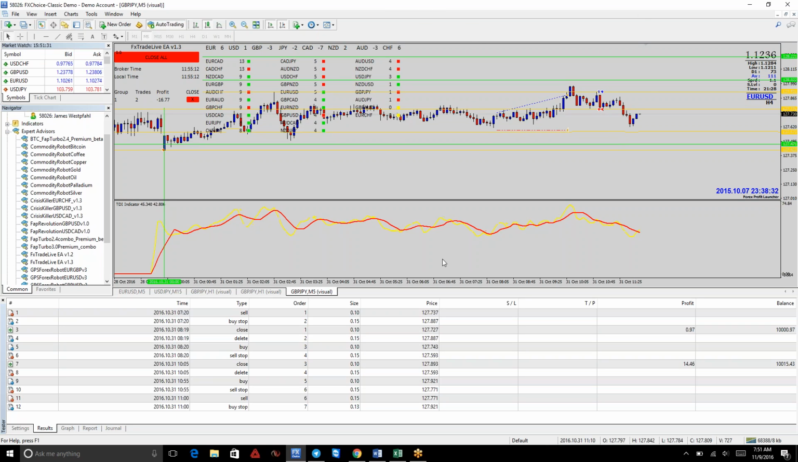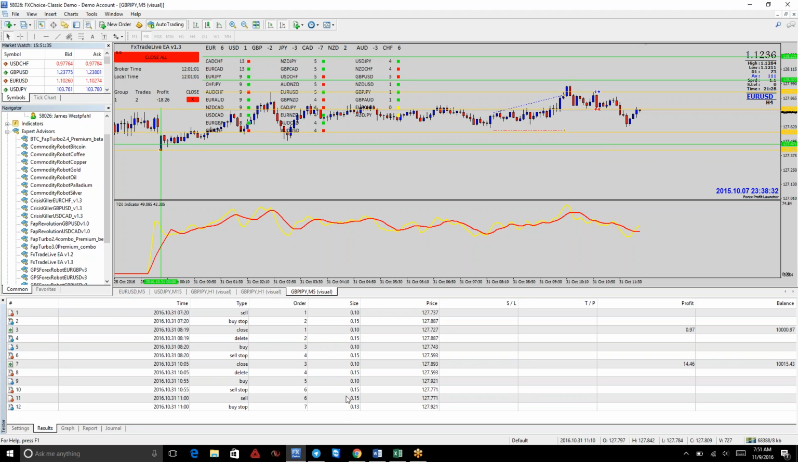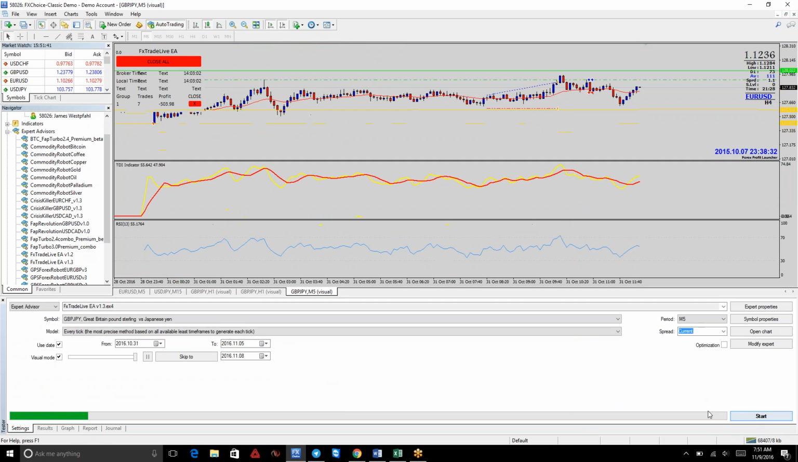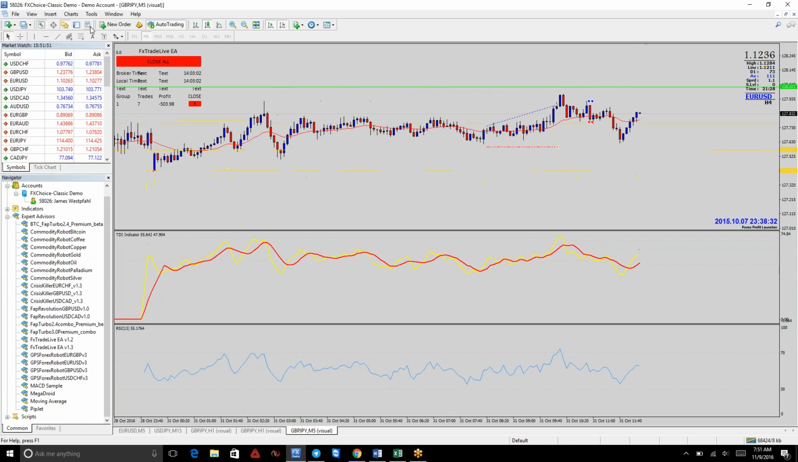That answer your question, Dust? You can see the lots as they progress on the results. If you want to stop it, you just click stop. So you load your EA like normal, and then once it's over here, it'll be in this drop down, which is under strategy tester, sorry. The magnifying glass is strategy tester.